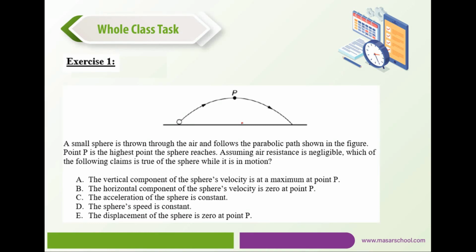C, the acceleration of the sphere is constant. This is true because we know that Ax is 0 at all times, and Ay is equal to some constant, either plus g or minus g, which is constant at all times. So C would be the correct answer. D, the sphere's speed is constant. No, it's not constant, it's changing under the influence of gravity. E, the displacement of the sphere is 0 at point P. No, we can calculate some displacement from the launch point to the point P.